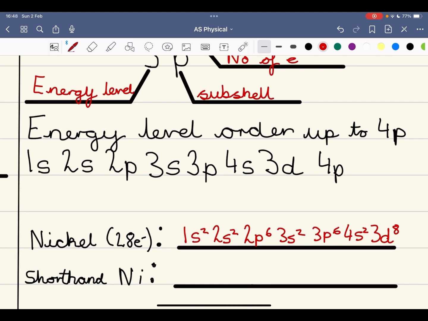Okay, so now we're asked for the shorthand configuration of nickel. So for this, we look at the noble gas right before nickel, which is argon, and we can use argon to summarize all of this. So then we just say Ar, 4s2, 3d8.